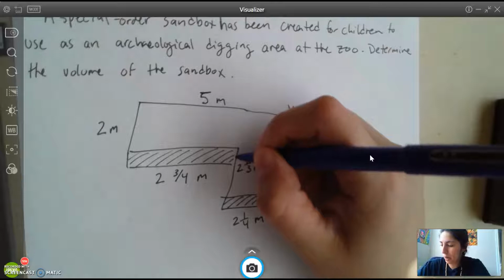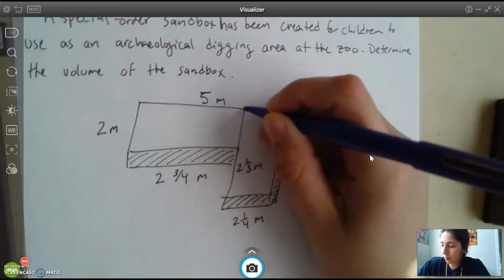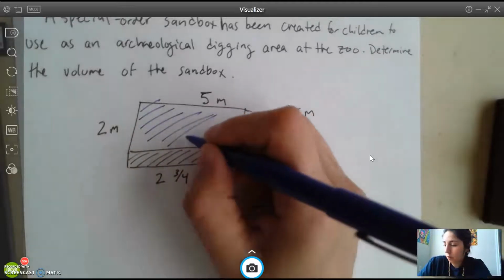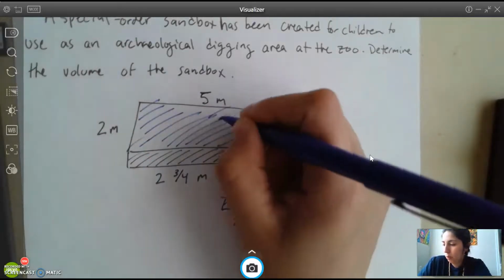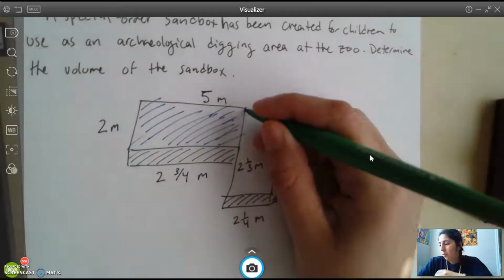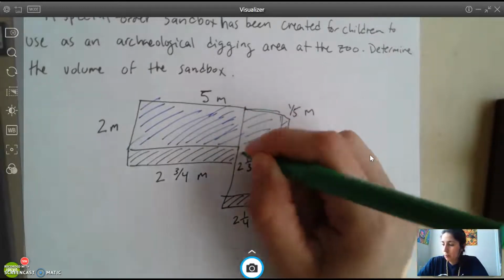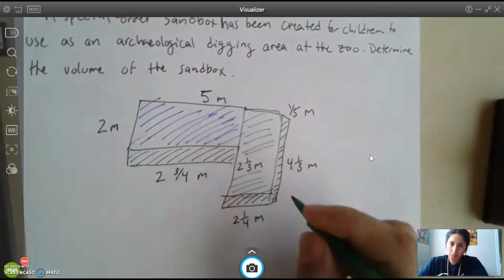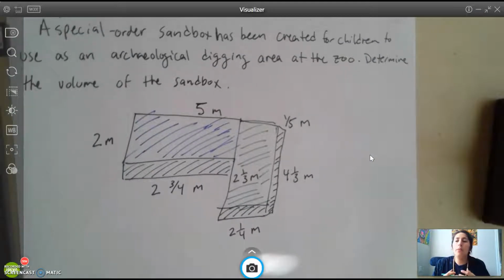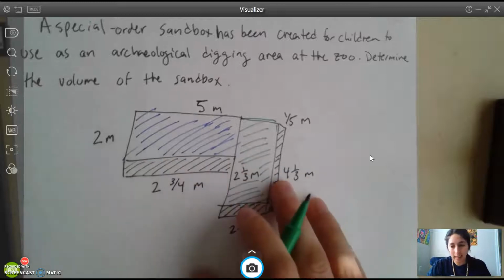So I have a rectangle that stops here. This is my blue rectangle, so I'm going to shade it in blue so I remember that that's my blue one. Then I see another rectangle here that I'm going to say is my green rectangle. I want to find the volume of the whole thing, not just blue and not just green.